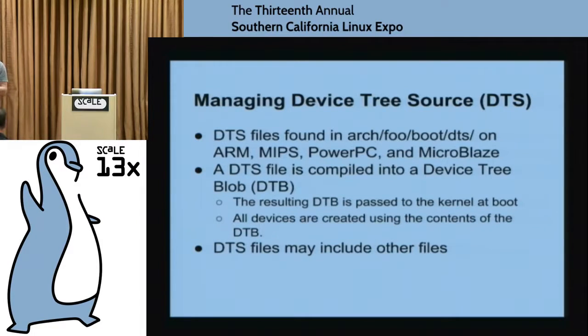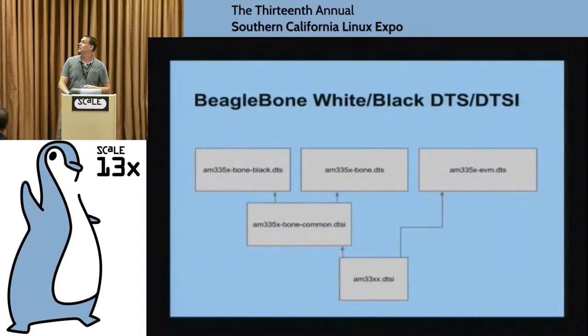That DTS file gets compiled into a device tree blob, DTB, which is a binary representation of it. That DTB is then passed to the kernel at boot time, and then, as I was saying, when we mark things status OK, it will instantiate devices for each of those things we've marked OK. Those are active nodes. And going back to the gentleman's question about the ordering of things: DTS files may include other files, so it looks just like our friend C code in that sense.